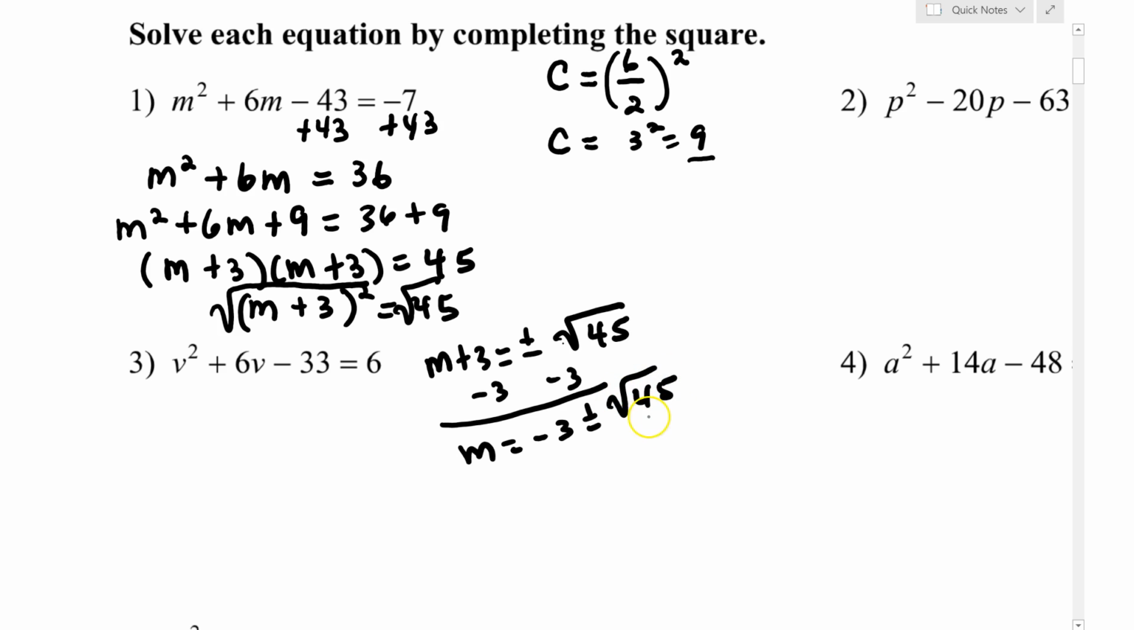Square root of 45 can be simplified. So you have m is equal to negative 3 plus or minus the square root of 9 times 5. And we know that the square root of 9 is 3. So the two values are negative 3 plus or minus 3 square root of 5.